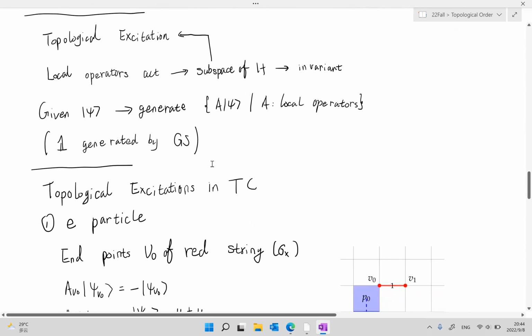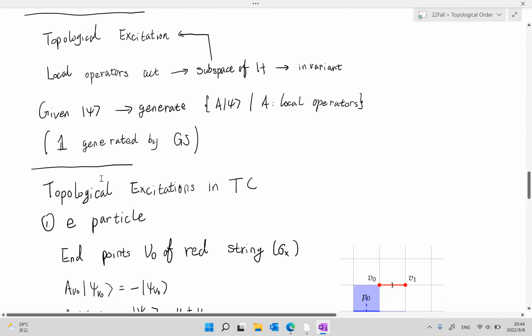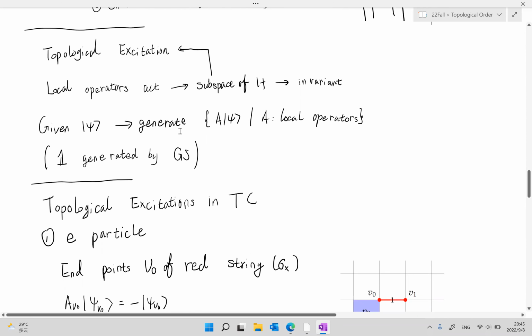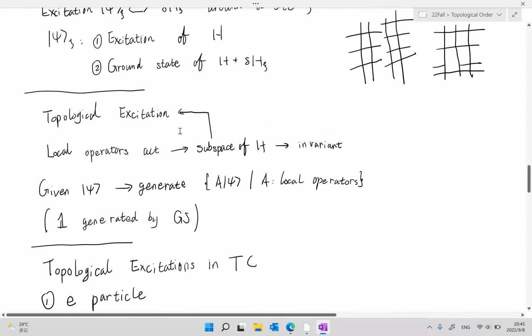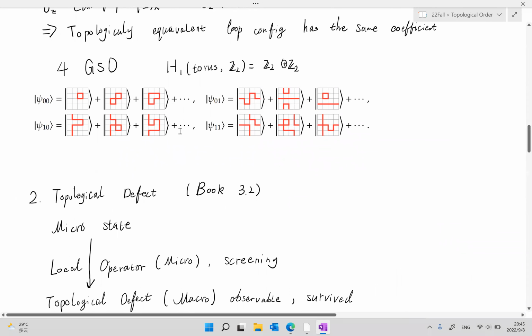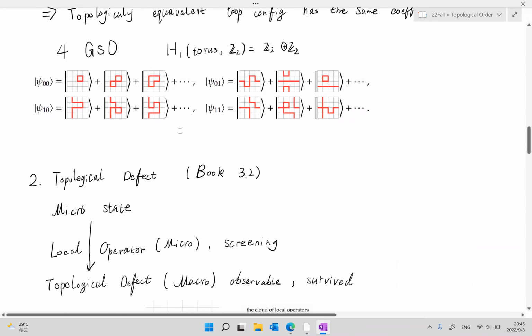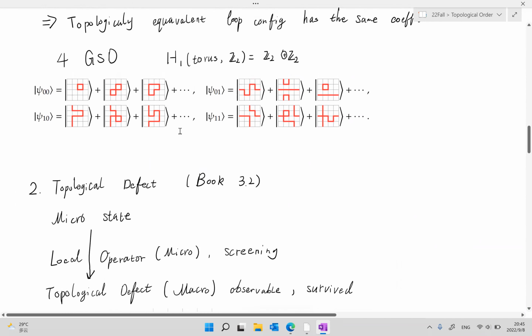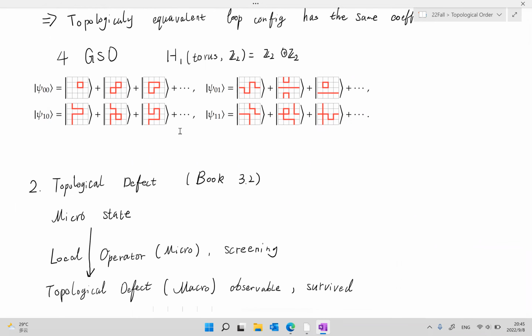Okay, one example is that this trivial topological defect is generated by the ground state. And here is related to your question. We can see that the ground state has 4 different states, but they all denote the trivial topological defect. Why do you see that it is trivial? Because this is the ground state, there is no excitation.